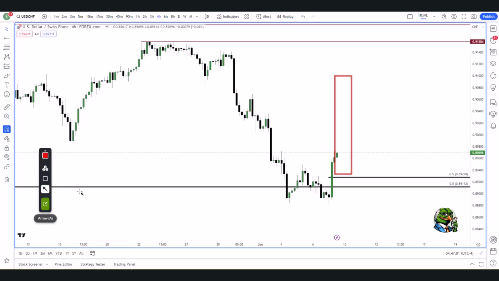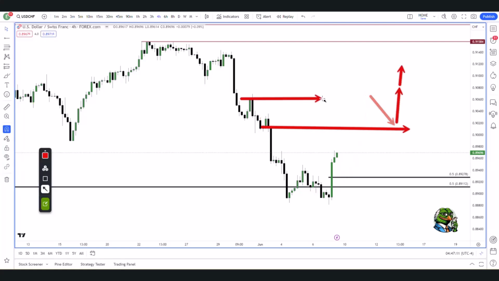Okay, so then we may get a move such as this. Through this level, back down to support, into that level, and then back up through this level, back down to support, and then look for that. So that's the kind of trend I'm expecting.